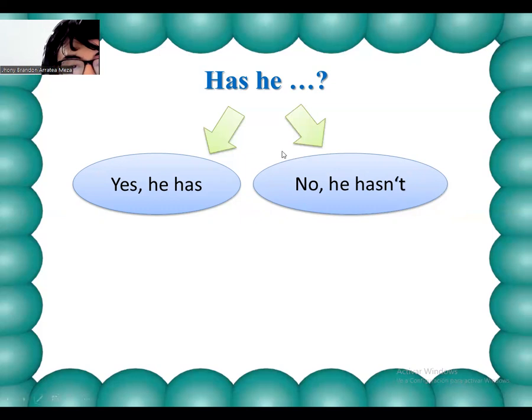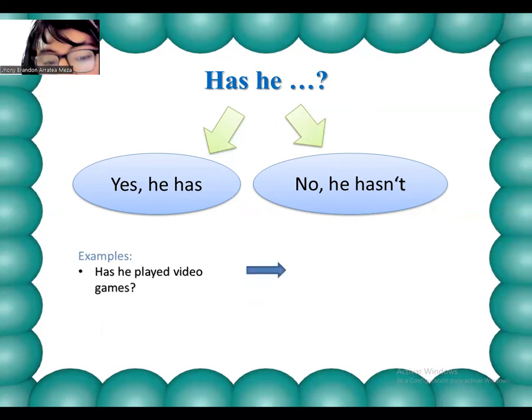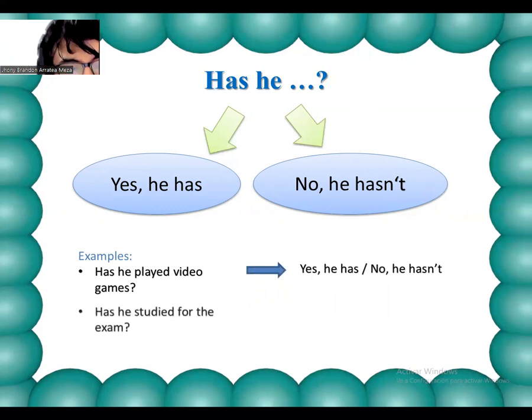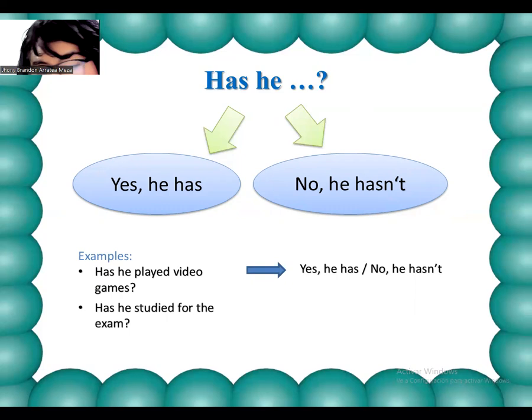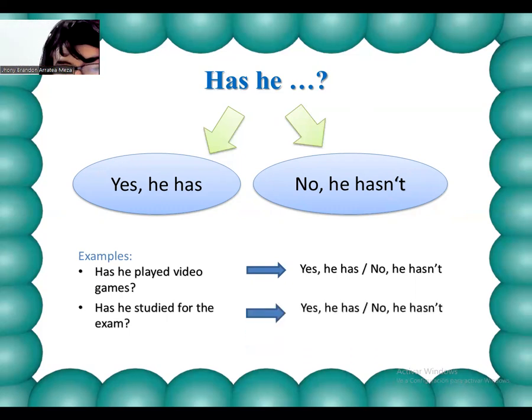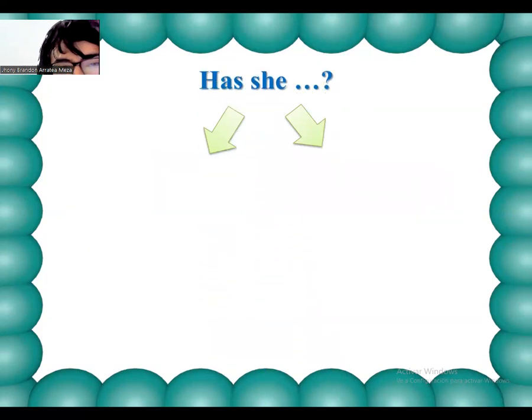These are the answers when we have questions like this, with this structure, in this case with the subject pronoun he. Let's see some examples. Has he played video games? ¿Ha jugado él videojuegos? Let's see the answers. Yes, he has. No, he hasn't. Has he studied for the exam? ¿Ha estudiado él para el examen? Yes, he has in positive, and in negative, no, he hasn't. And what about when we have the subject pronoun she?